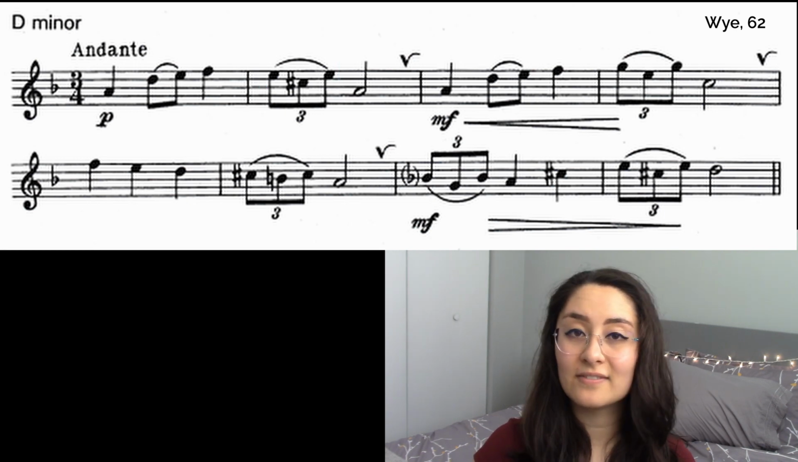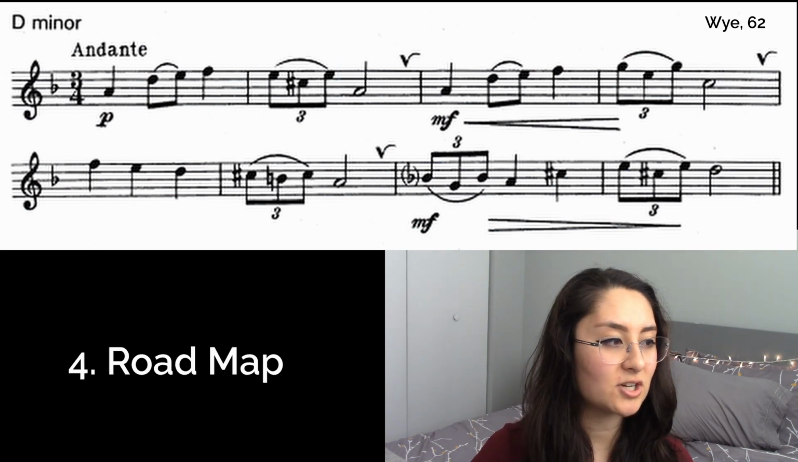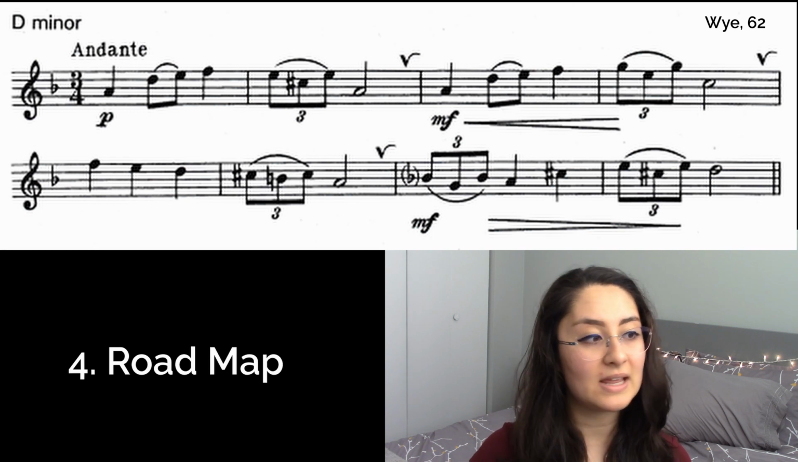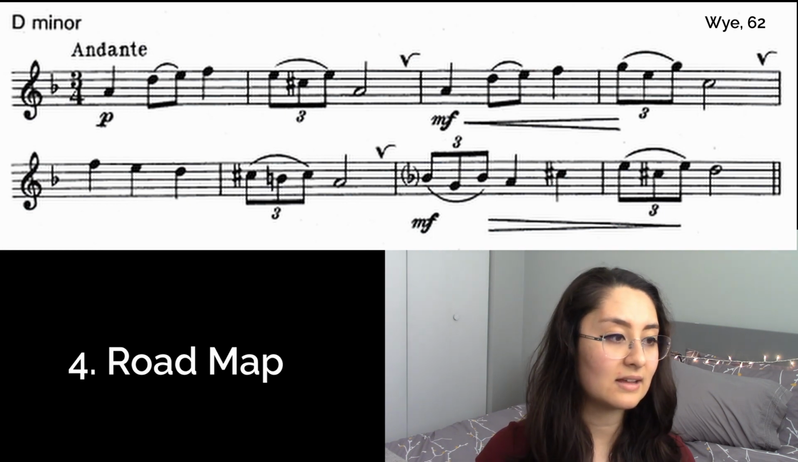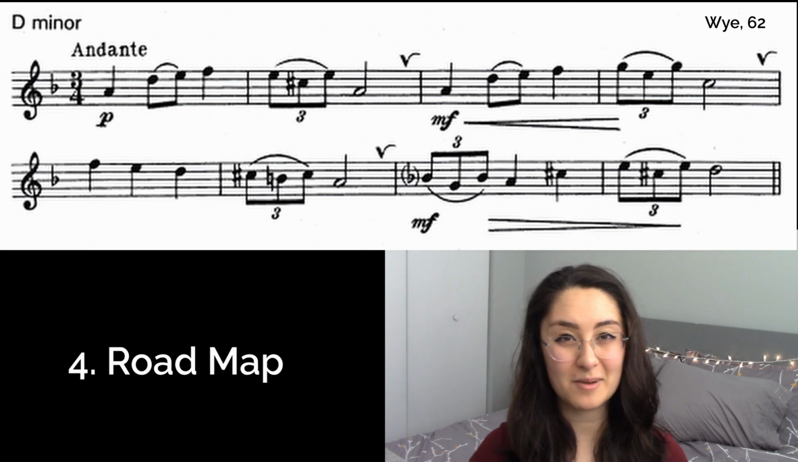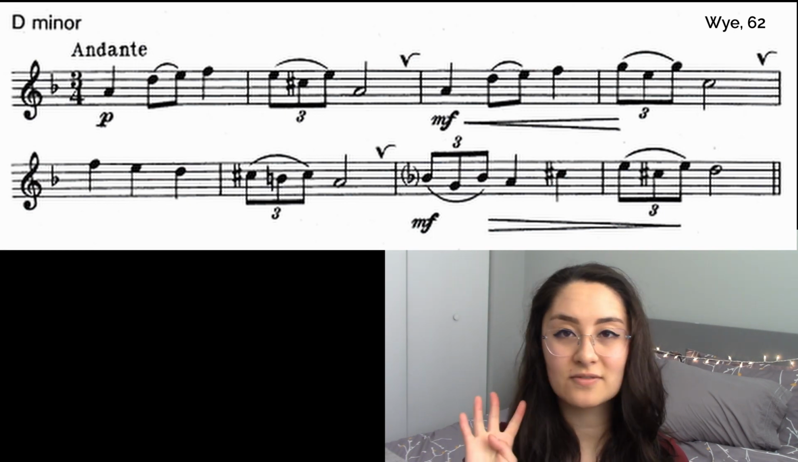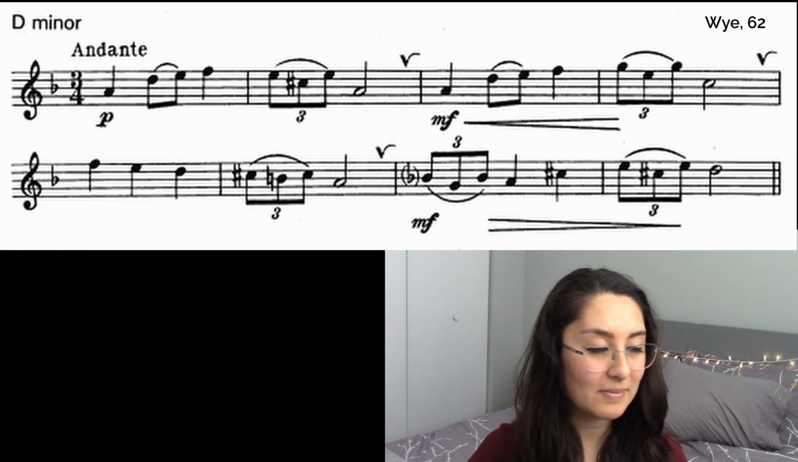And then the last thing we have here is number 4, our roadmap. So let's check if we have any repeats or any decapos or anything like that. I don't see any, so we're just playing it from top to bottom. Now that we've gone through the first 4 starter bits, now we can get into the clap and count.